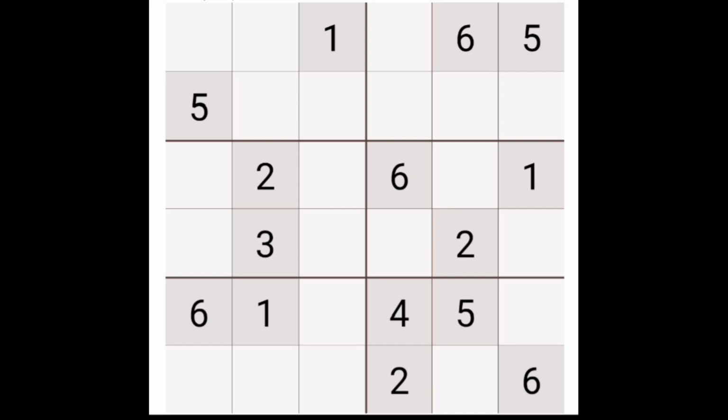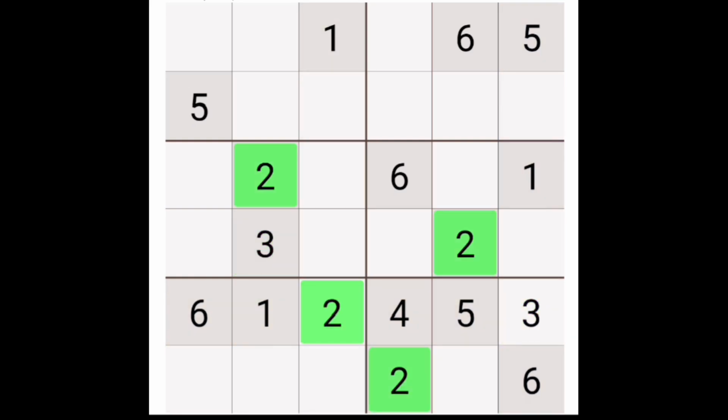So let's start with the fifth row. In the fifth row, there are 6, 1, 4, 5, and only 2 and 3 are missing. So 2 will come here or here. So 2 cannot come here because 2 is in the same box, 4, 5, 2, 6. So 2 is there. So 3 will come here and 2 will come here.